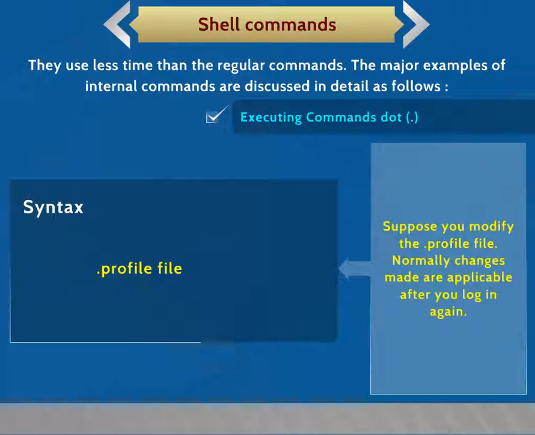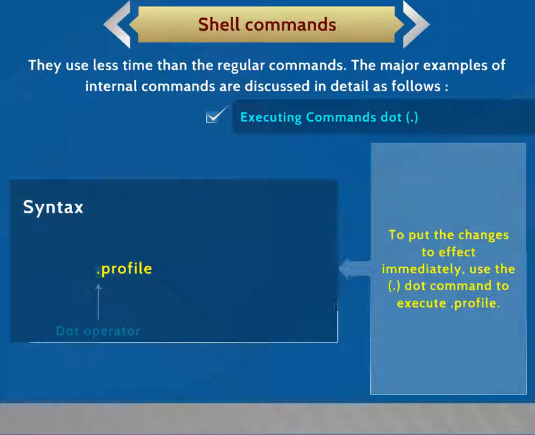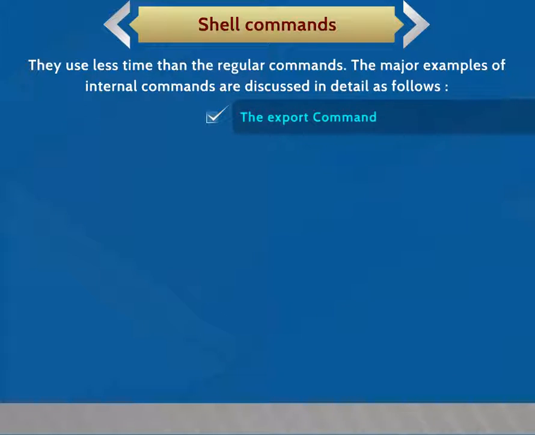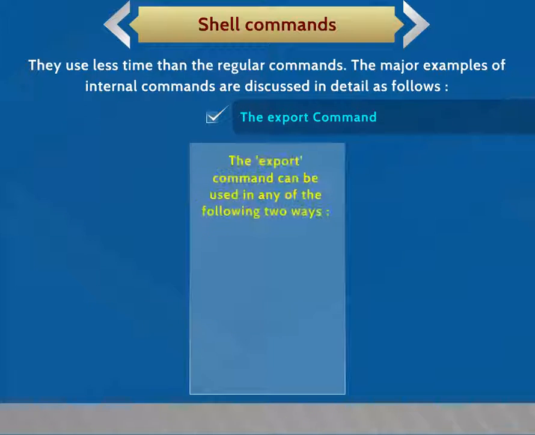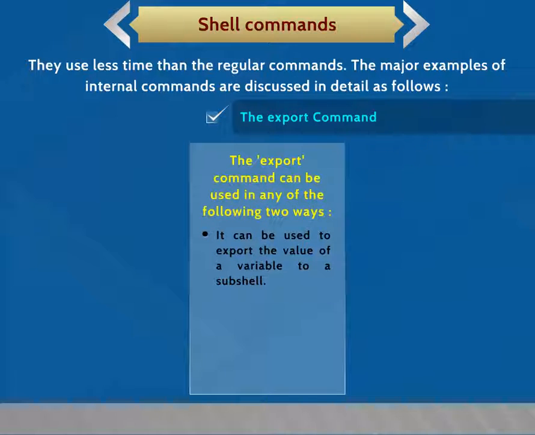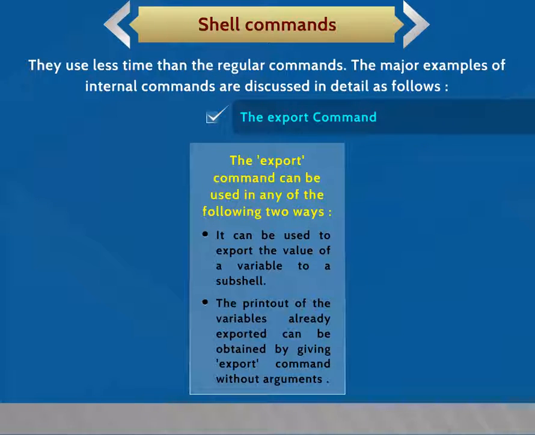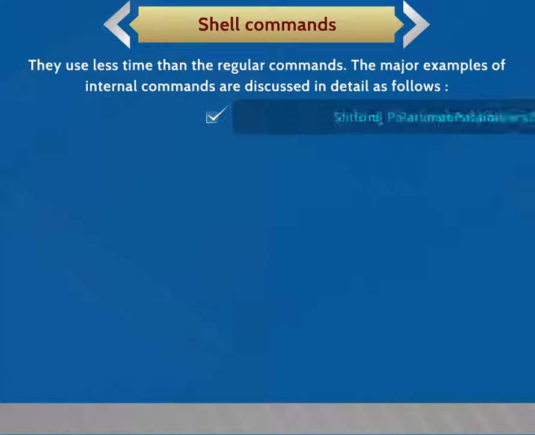Suppose you modify the .profile file. Normally, changes made are applicable after you log in again. To put the changes to effect immediately, use the dot command to execute .profile. The export command. The export command can be used in any of the following two ways. It can be used to export the value of a variable to a subshell. The printout of the variables already exported can be obtained by giving export command without arguments.